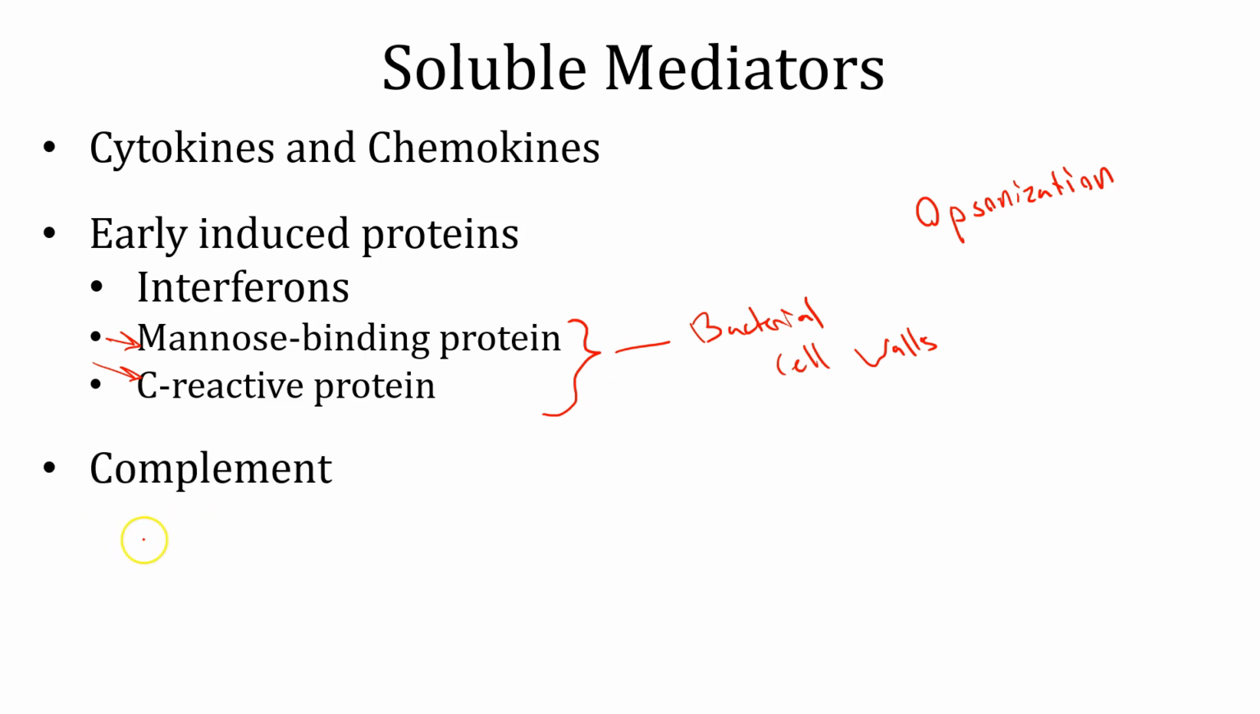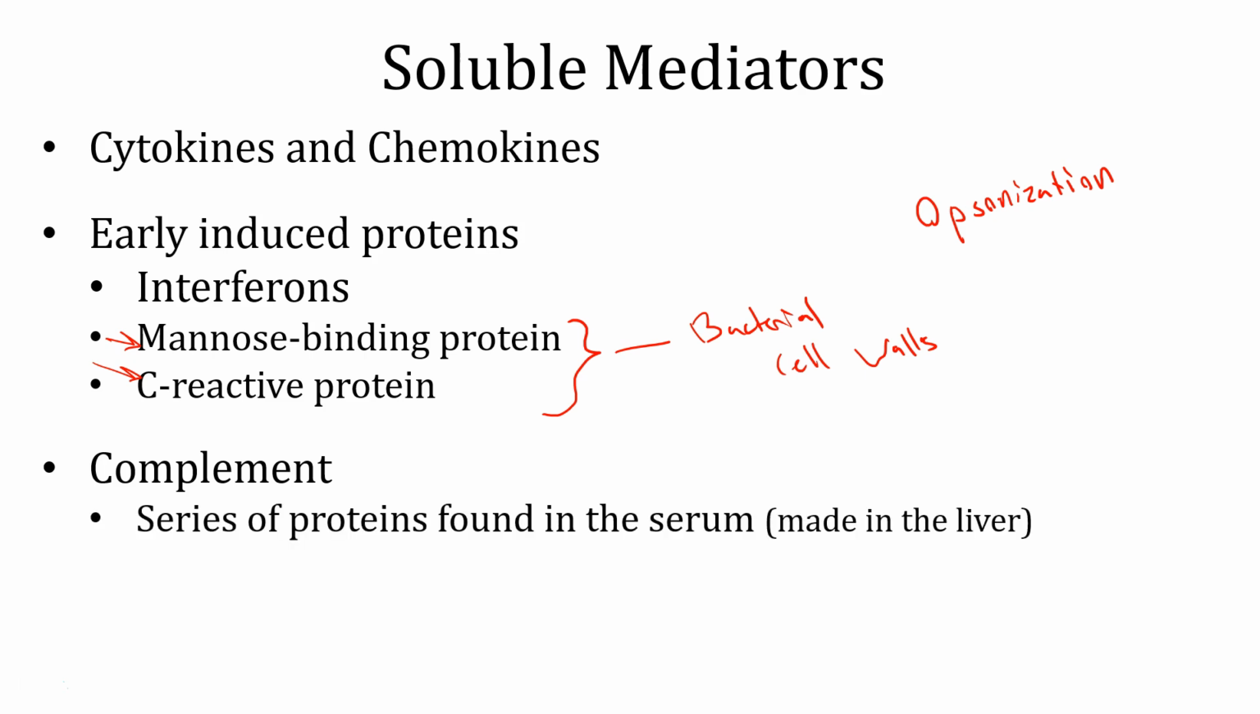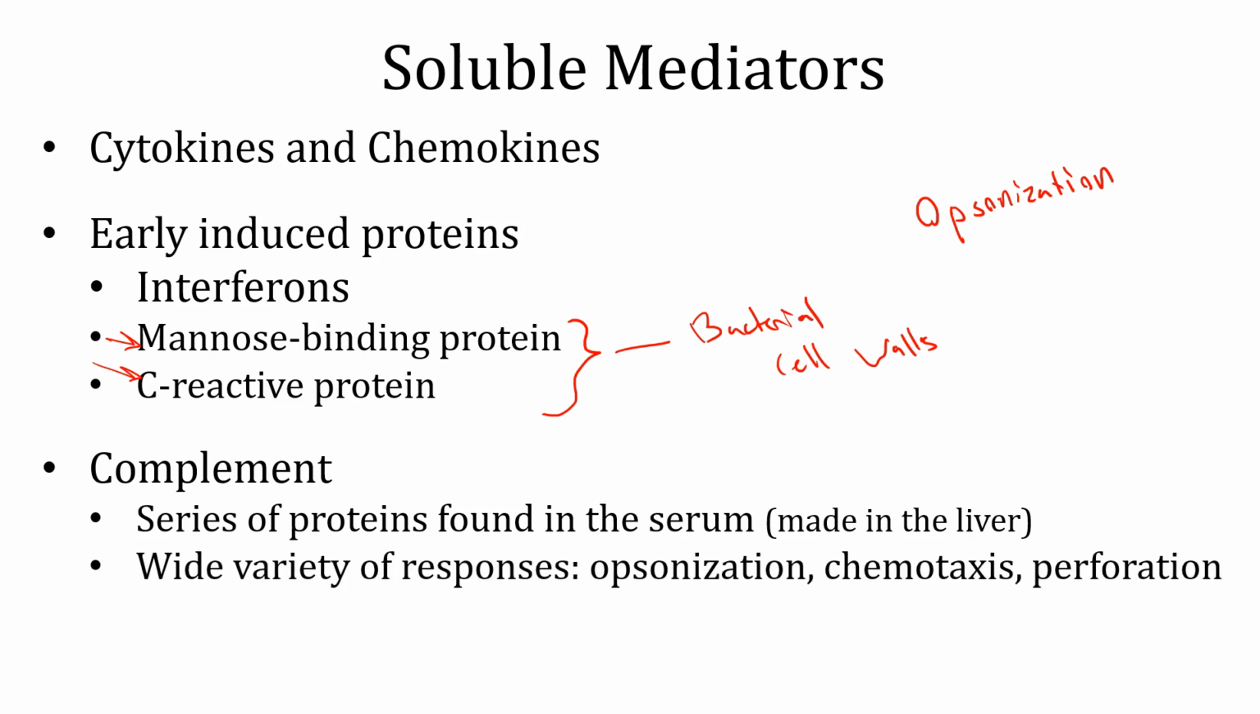Okay, and then there's the complement system, and this is a pretty involved series of proteins made by the liver. There's about 30 different kinds of these proteins made, and then once they're made in the liver, they diffuse into the plasma, where they will just kind of reside. And there's a wide variety of responses here from this system. Some of the effects of activating the complement system are opsonization, which we just mentioned here, also chemotaxis and perforation. So let me walk you through this process.